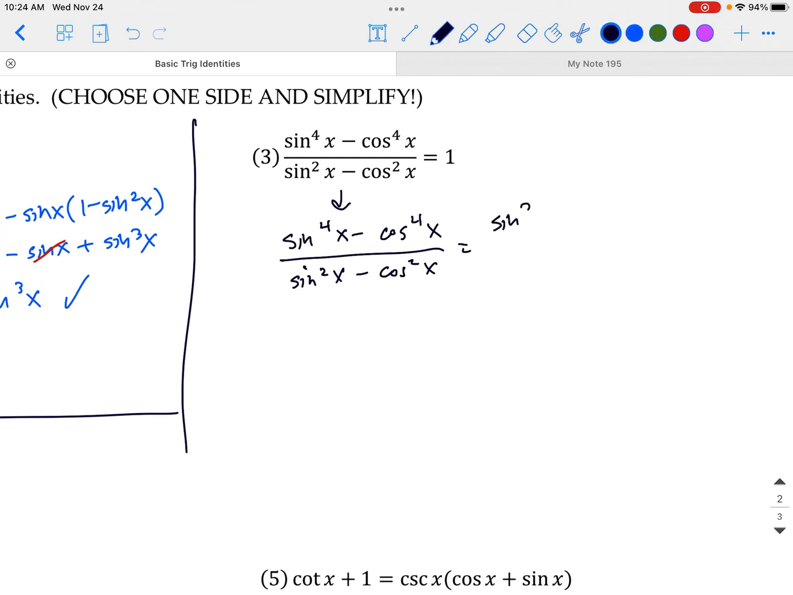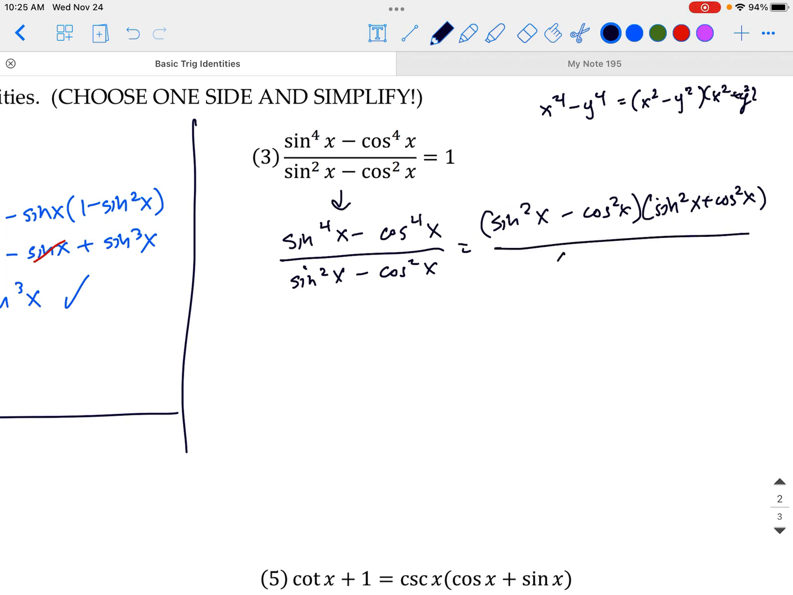But we can factor. So we'll note the top is going to be a difference of squares, where it is sine squared minus cosine squared times sine squared plus cosine squared. So again, the top is like an expression like x to the 4th minus y to the 4th, which we could factor, as we just did, as the difference of squares.